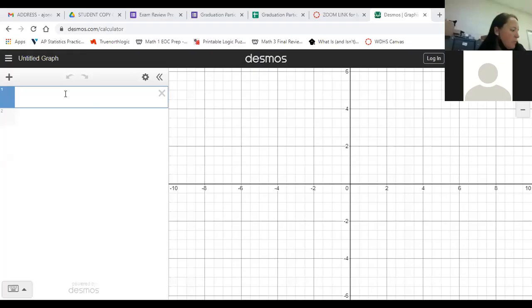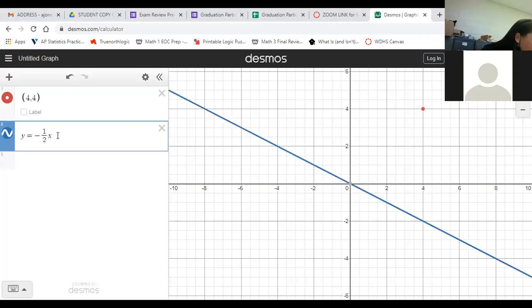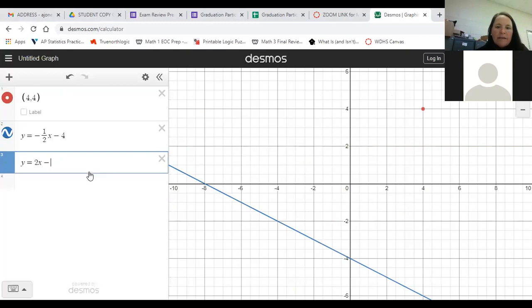All right, so if we're doing this problem, it says through 4, 4. And then it has perpendicular to y equals -1/2 x -4. So if it's multiple choice, you can put your multiple choice answers in. So we said it was y equals 2x -4. And you guys can see that it crosses at that T shape, the 90 degrees, and it does go through that red dot. So we know that that is the correct answer.